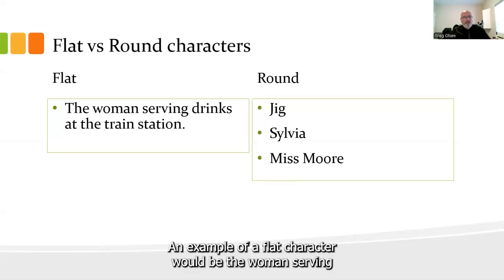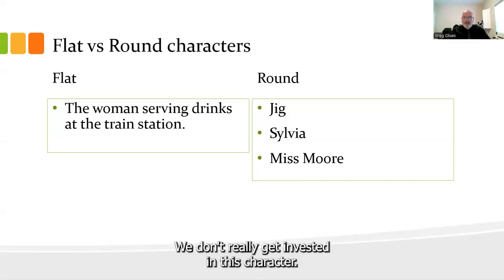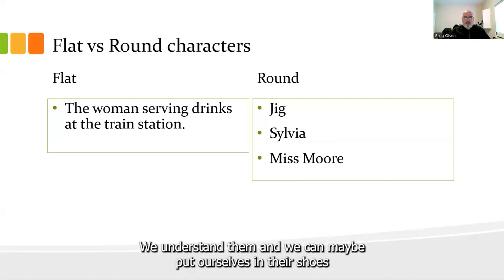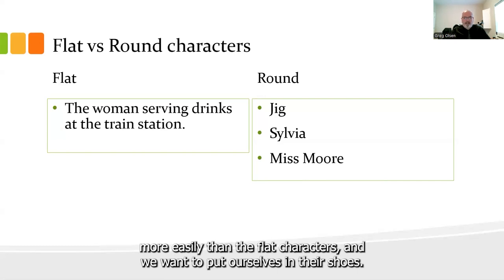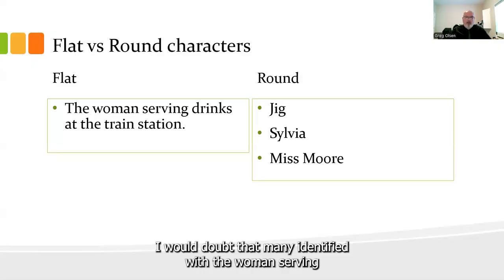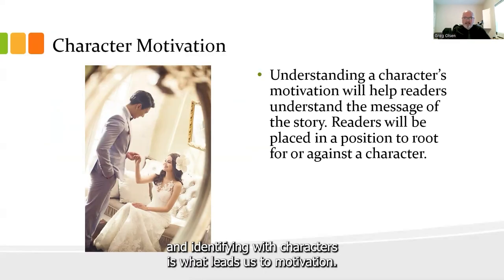An example of a flat character would be the woman serving drinks at the train station in Hills Like White Elephants. She is more of an archetype. We don't know about her personality. We don't really get invested in this character. Whereas round characters would be more like Jig, Sylvia, and Miss Moore. We understand them and we can maybe put ourselves in their shoes more easily than the flat characters. And we want to put ourselves in their shoes. We want to feel what they're feeling and experience what they're experiencing. I would doubt that many identified with the woman serving drinks and was concerned about what is her role in this story. And identifying with characters is what leads us to motivation.